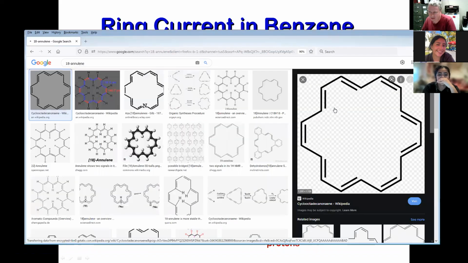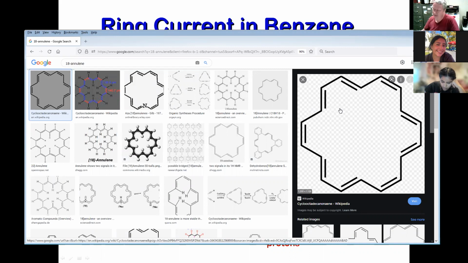that is aromatic in the same way that benzene is. We'll talk about that in the aromaticity chapter. But there are protons in the middle. There's a bunch of protons, and they're all extensively shielded. And what about the protons on the outside? They are extensively deshielded.